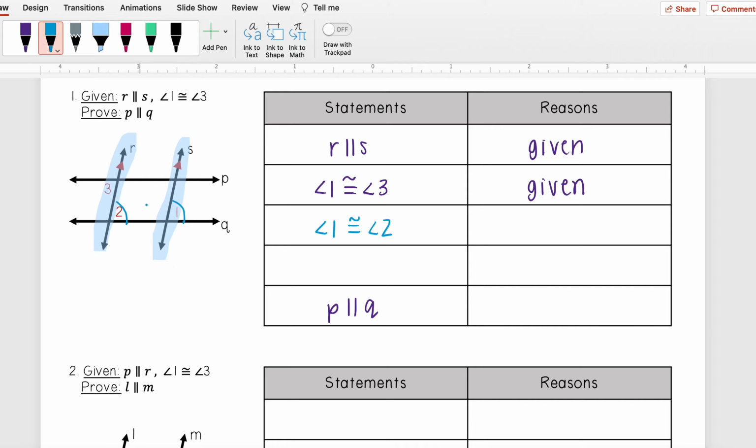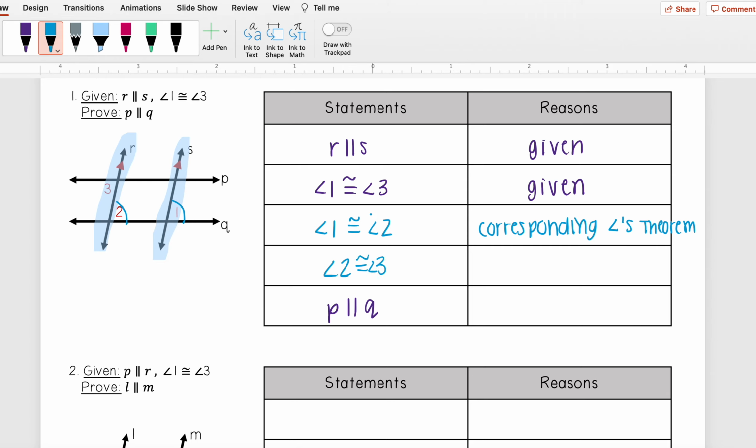And why am I able to say that? Well, I'm able to say that because those are corresponding angles. That would be the corresponding angles theorem. And that again is because R is already parallel to S. Well, now I can see that I can go ahead and jump to that angle 2 is congruent to angle 3.